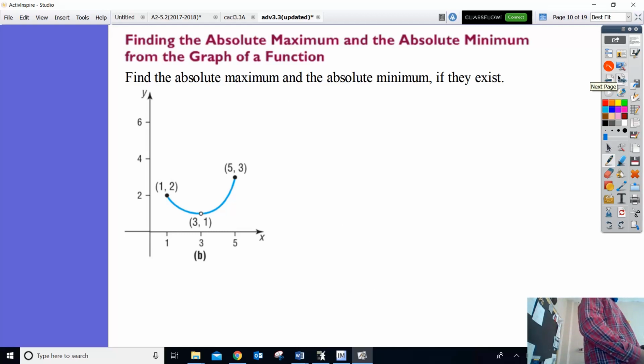What's this one's absolute max? 3. The absolute max is 3. Where does it happen? At x equals 5. What's the absolute minimum? 1.